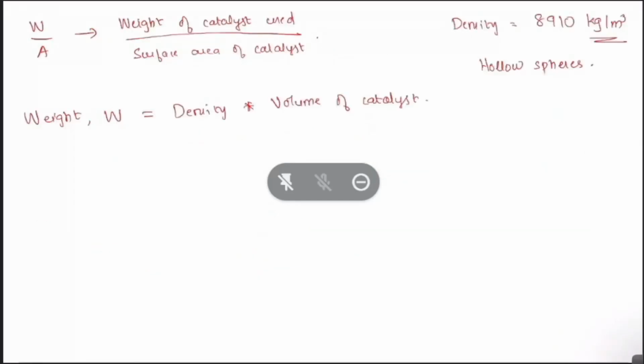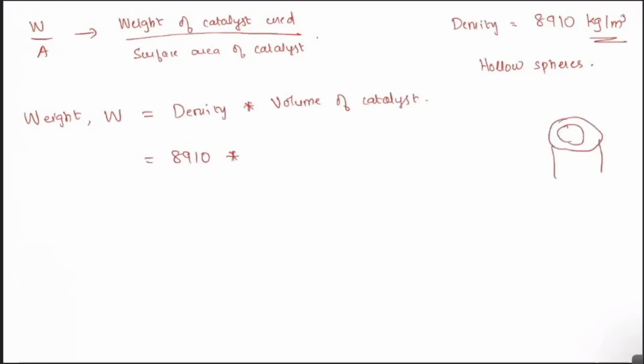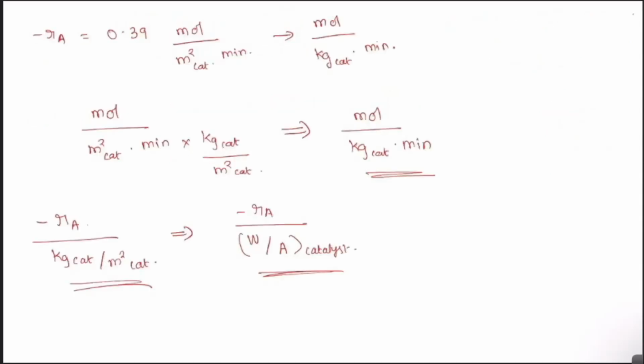So this weight will be 8910 into volume of the catalyst. This is a hollow sphere. The outer diameter is given as 25 and the inner diameter is given as 20. The height is also given as 25.